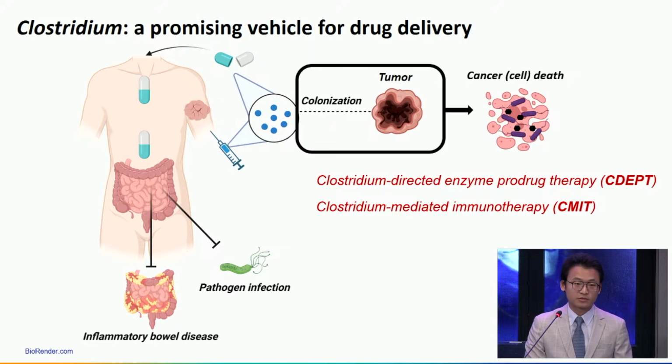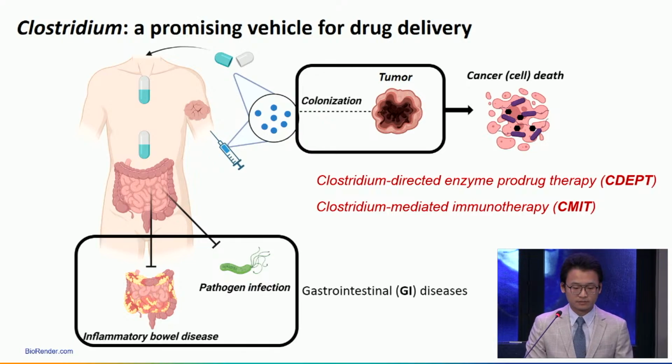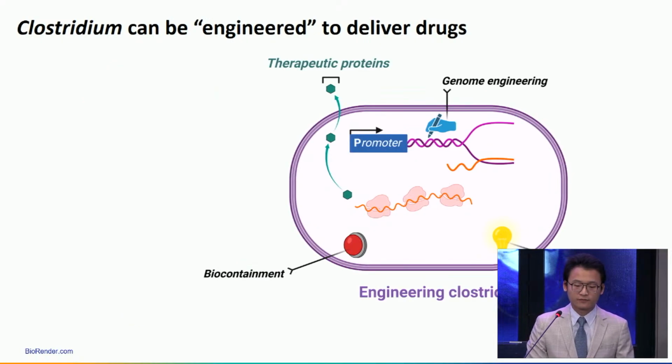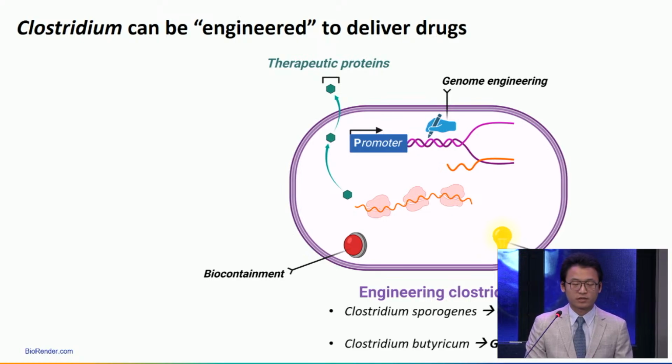And some Clostridium species themselves are probiotics, which can also be a promising vehicle for various gastrointestinal diseases, like inflammatory bowel disease and bacterial infections. Overall, utilizing Clostridium as a promising vehicle for drug delivery presents a novel avenue for disease treatment. In order to achieve these goals, this thesis expands the genetic toolbox for efficient engineering of Clostridium sporogenes and Clostridium botulinum as live biotherapeutics for treatment of cancer and GI diseases.